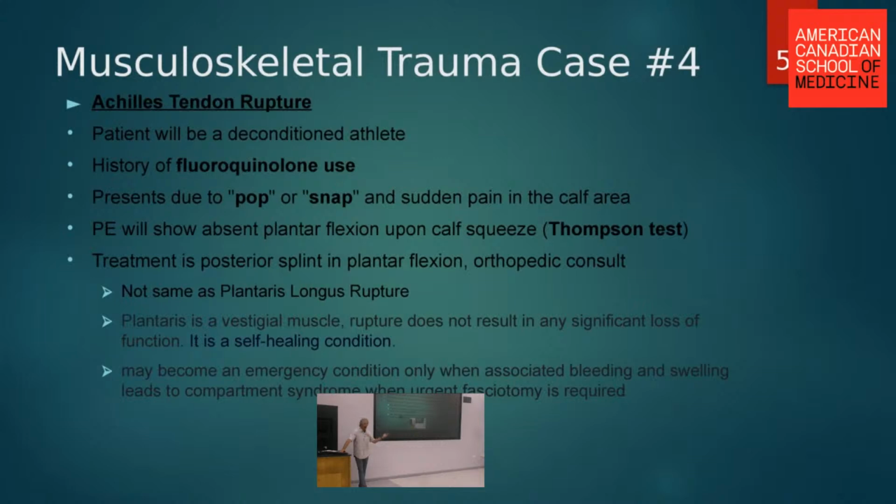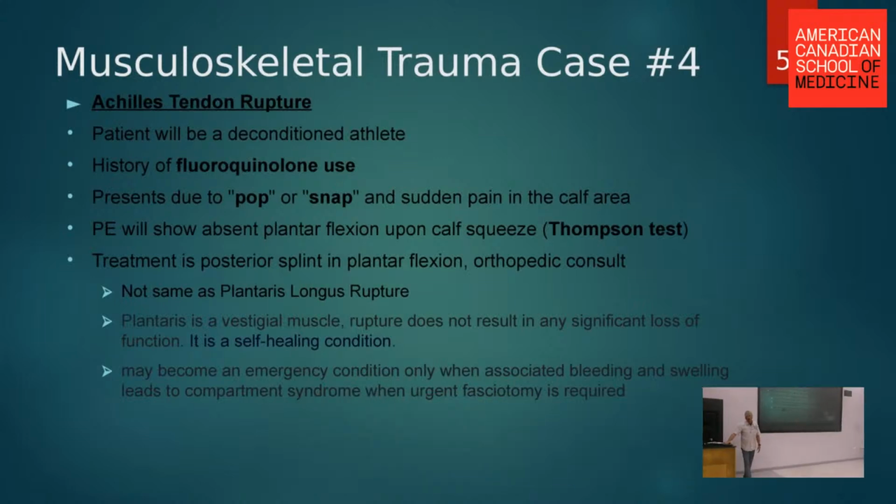So again, Achilles tendon in summary, the patient's usually a weekend athlete, maybe a history of quinolones, feels a pop or a snap in the lower calf area, absent plantar flexion, that's the positive Thompson test, posterior splint, plantar flexion, and they're going to need definitive repair. But it doesn't need to be done right away. Usually they let the swelling go down a little bit, and it's done in the next, I don't know, seven days or something like this. This isn't something that the orthopedist needs to admit the patient to the hospital and fix.